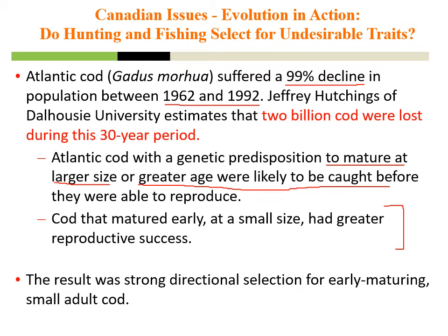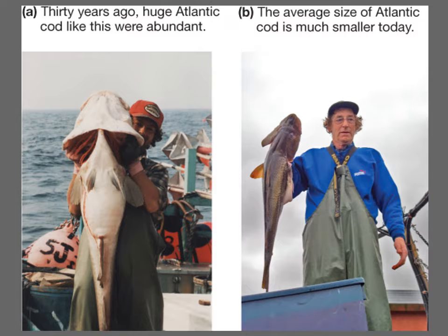And so the result was, from fishing alone, we imposed strong directional selection for early maturing small adult cod. This is interesting because our portion sizes generally don't change, and so we had to catch more cod in order to satisfy the portion sizes that we had become accustomed to eating.